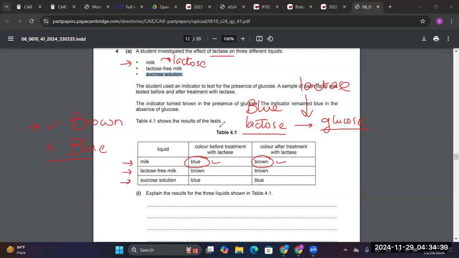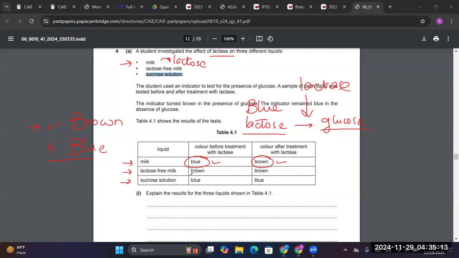Okay, so in solution number one, what is happening? Lactose is found in milk. When I add my indicator, it will give me a blue color because there is no glucose, there is lactose. Then you add the enzyme. The enzyme will break down the lactose into glucose. So the color will change. It will become brown because now glucose is present.